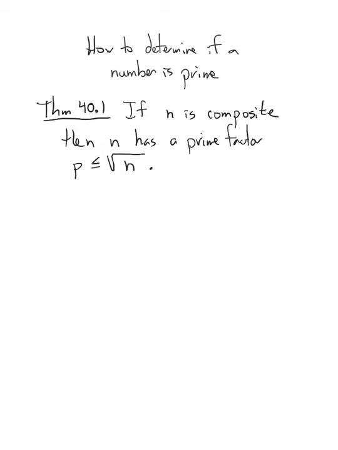If you think about it, square roots are quite a bit smaller than numbers themselves. So to determine if a number is prime, all we'll have to do is check all primes below or equal to the square root of that number. So let's go ahead and prove this. So again, this is going to be by contradiction. We're going to pretend like there's a counterexample, and we're going to show that something blows up.